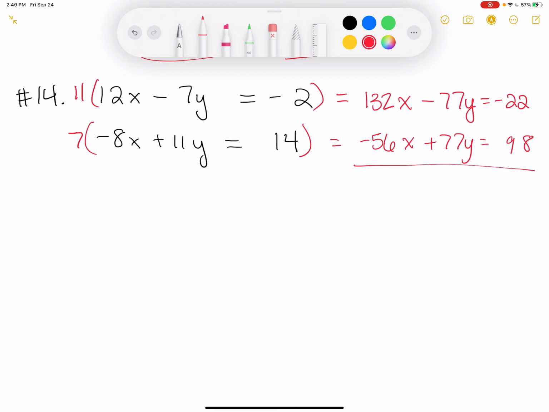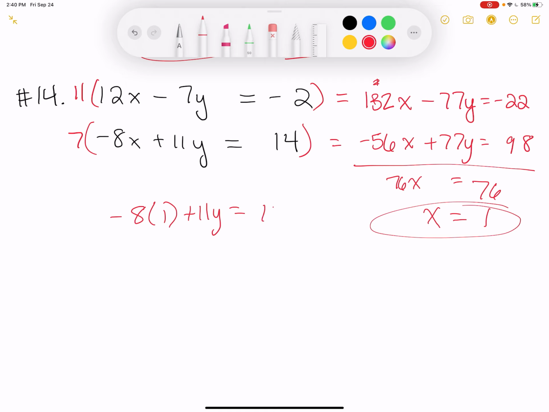All right, so the y's cancel, and let's see. I'm just going to do this the old-fashioned way. 76x is equal to 76. So x equals 1. And then I can go back and plug it into any of them. I'm going to pick the bottom one. Negative 8 times 1 plus 11y is equal to 14. Negative 8 plus 11y equals 14. Add 8.